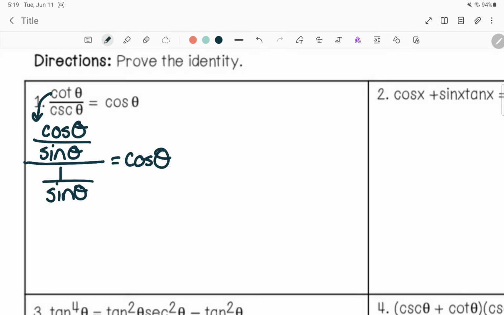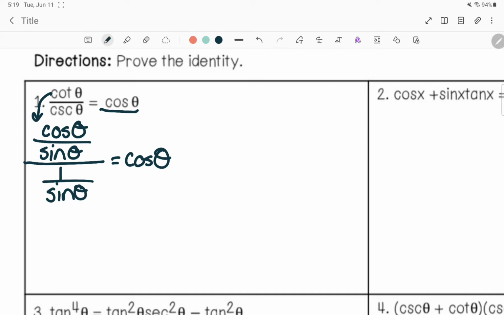So when you're starting these, I like to see where I'm trying to end up. So since this is in terms of cosine, I want to get as much as I can into terms of sine and cosine as possible. Or cosine, the reciprocal of cosine is 1 over secant. So terms of secant could be helpful too. You're kind of looking, how can I get as close as possible to the terms I want my solution in? All right, so I have cosine over sine divided by 1 over sine equals cosine.